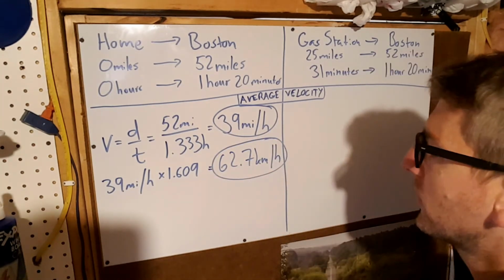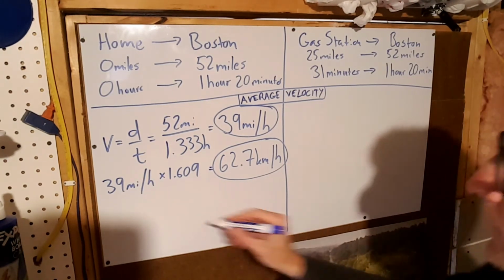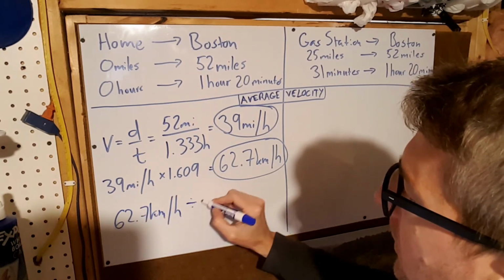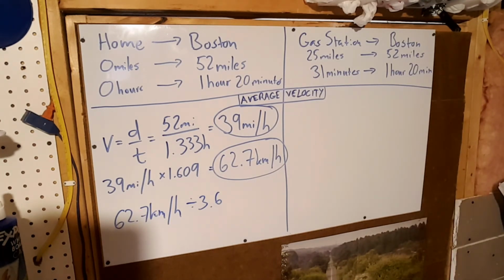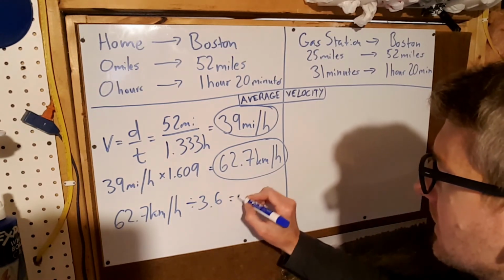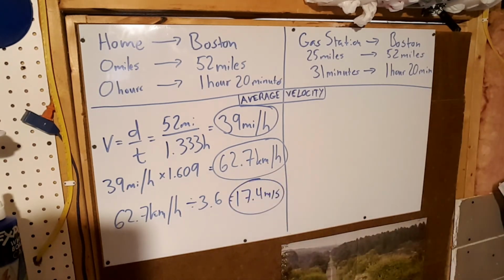Last thing is to convert kilometers per hour to meters per second. So here's the promised shortcut. Ready? You take 62.7 kilometers per hour and you divide it by 3.6. That's it. It has to do with the fact that there's 1,000 meters in a kilometer and 3,600 seconds in an hour, and it works out that the conversion factor is 3.6. So you do 62.7 divided by 3.6 and you get about 17.4 meters per second. And that is done for that side, and you're good to go.